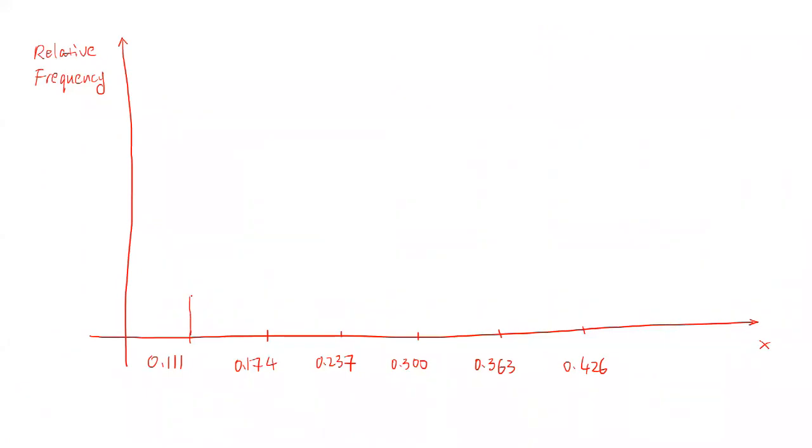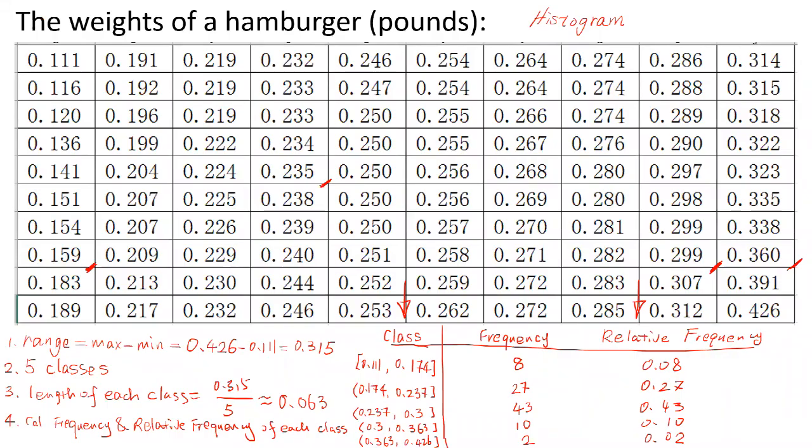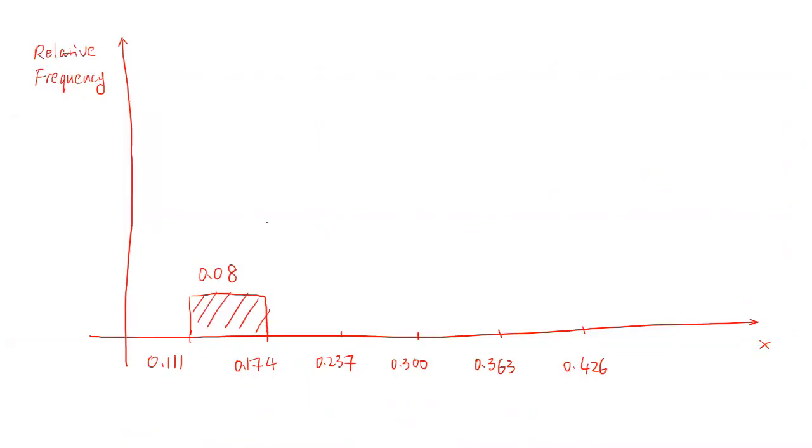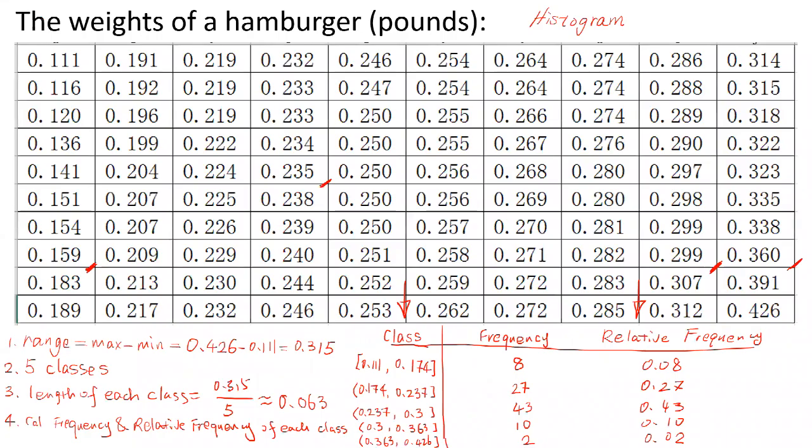And the relative frequency, the first one is 0.08. The next class relative frequency is 0.27. Okay, next one.